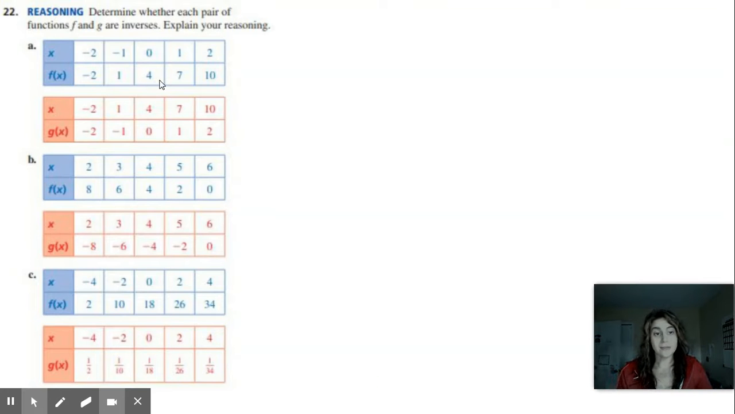So the y in the original, in blue, -2, 1, 4, 7, 10, does match the x's in the new, -2, 1, 4, 7, 10. So they swapped perfectly. What was an x became a y from blue to red, and what was a y in blue became an x in my red. So again, we're just going to look at tables of values and see, did the whole thing flip? Did the x's become y's and vice versa?